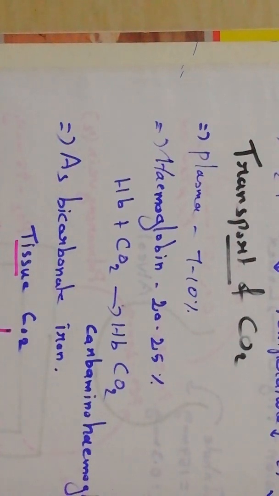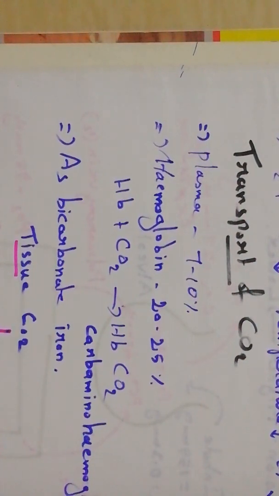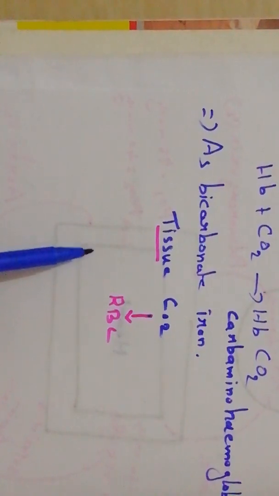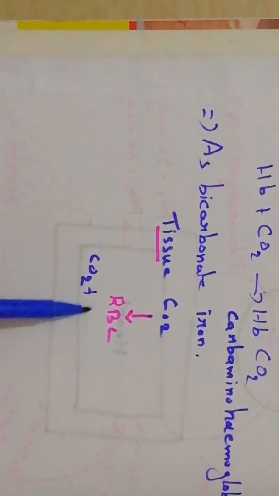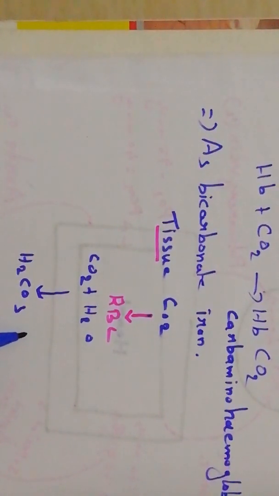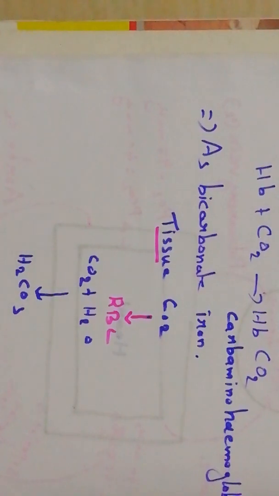Understand? So why is it transported to the RBC? Because RBC contains one enzyme, the carbonic anhydrase enzyme. This is essential to form carbonic acid. So listen. In the RBC, this CO2 combines with water. So it produces H2CO3. This is known as carbonic acid.